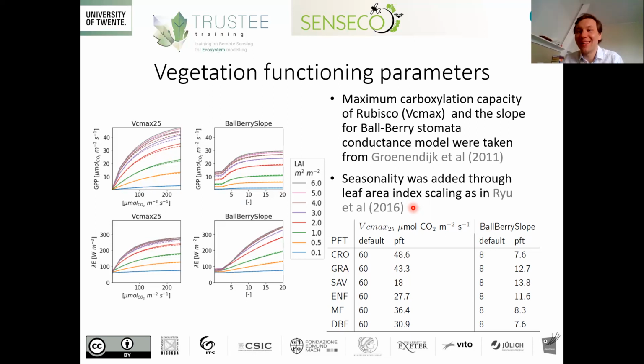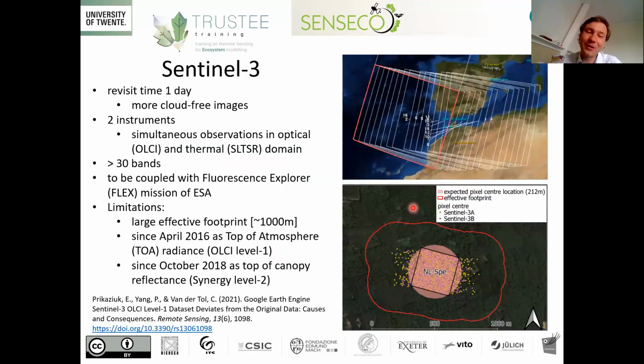But to apply leaf area index scaling, we have to know what leaf area index is. And therefore, we use Sentinel-3. This is a European MODIS. So the revisit time is one day, and we have a higher probability of having more cloud-free images. It has simultaneous observations in the thermal and optical domain, most informative bands, and it has a bright future to be coupled with the Fluorescence Explorer mission. But there are limitations.